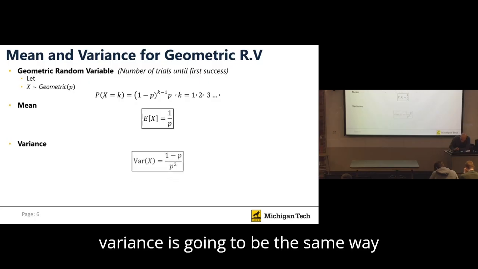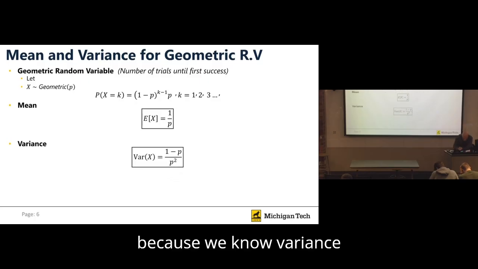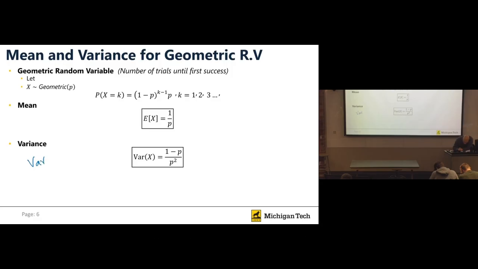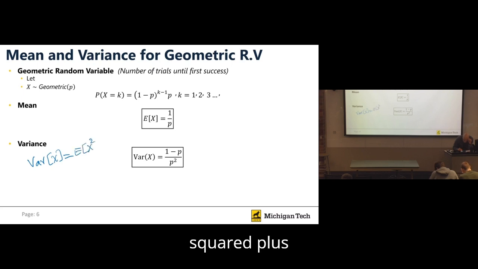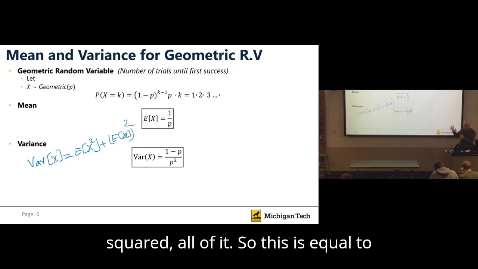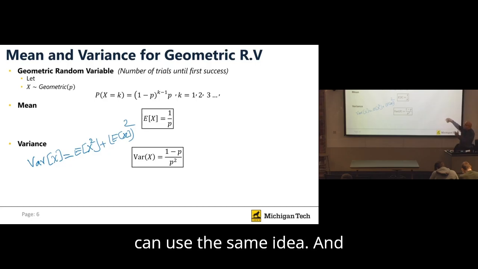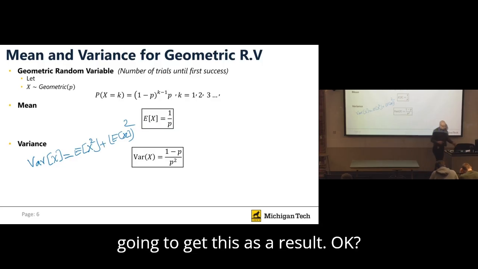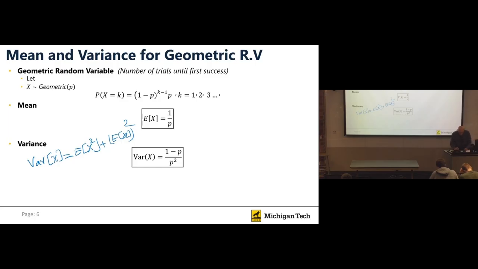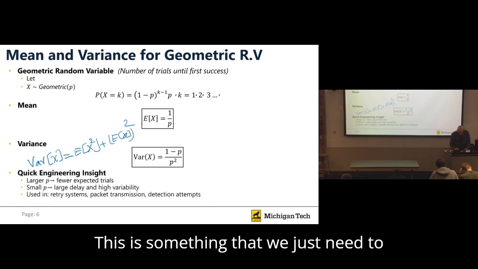Okay? So the variance is going to be the same way, because we know the variance of a random variable X is actually expected value of X squared minus expected value of X, squared. So this is equal to this. Last class we proved that. So you can use the same idea, and when you do the math, you're going to get this as a result. Okay? So this is something that we just need to know.